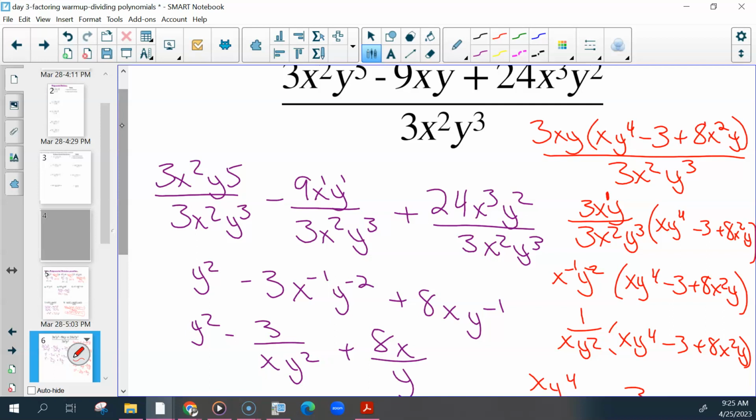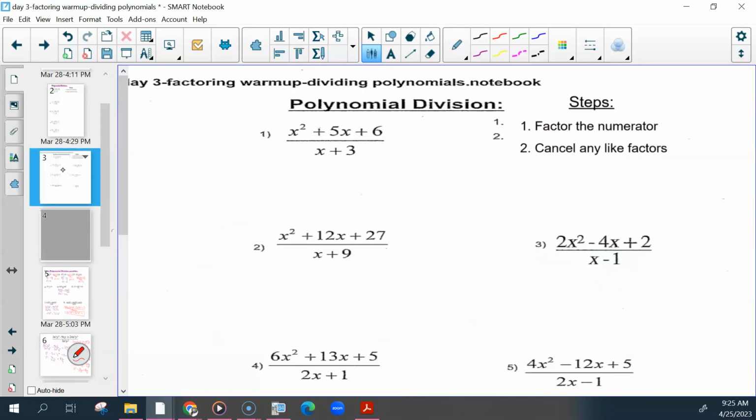The last thing we have to talk about is polynomial division, where we have a polynomial divided by a binomial, so find that page. We'll do a few of these and then we'll have time to practice. So here we have to remember all of our factoring rules, factor our numerator using the rules, and then divide. So let's start with 1. So this is a trinomial.